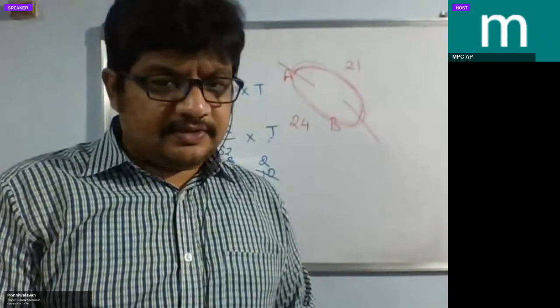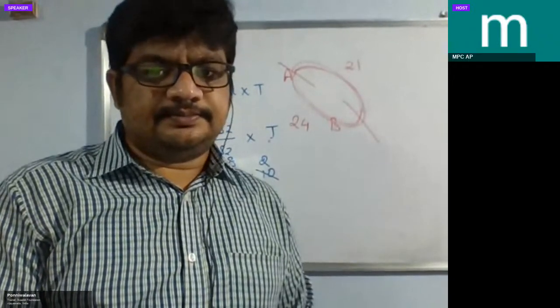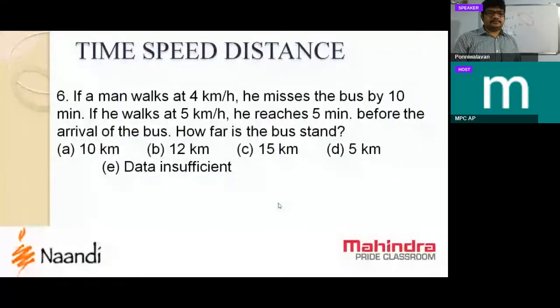Okay, try this question. And these type of question you can expect a lot. If a man walks at 4 kilometer per hour, he misses the bus by 10 minutes. If he walks at 5 kilometer per hour, he reaches 5 minutes before the arrival of the bus. How far is the bus stand? This type of question we used to have.